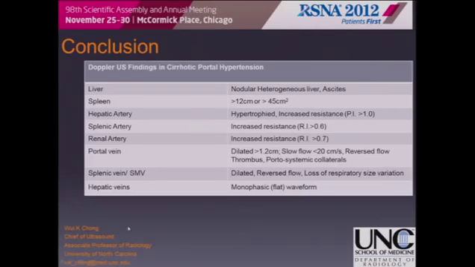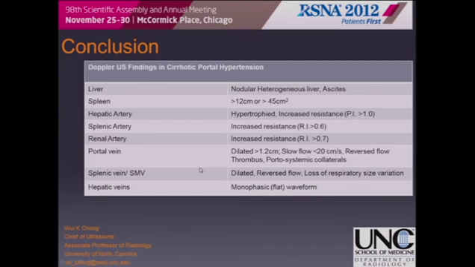So in conclusion, Doppler ultrasound findings in cirrhotic portal hypertension include a nodular heterogeneous liver with ascites, enlargement of the spleen greater than 12 centimeters or greater than 45 square centimeters, a hypertrophied hepatic artery with increased resistance, a pulsatility index of greater than 1.0, increased resistance in the splenic artery and renal artery, dilatation of the portal vein greater than 1.2 centimeters, slow flow less than 20 centimeters per second, and then with worsening portal hypertension, stagnant flow, then reverse flow. Additionally, there's an increased incidence of portal vein thrombosis and the development of portosystemic collaterals in the form of varices.